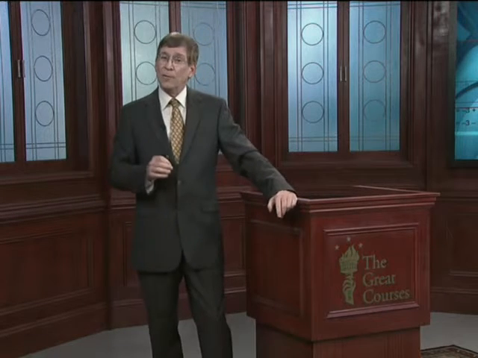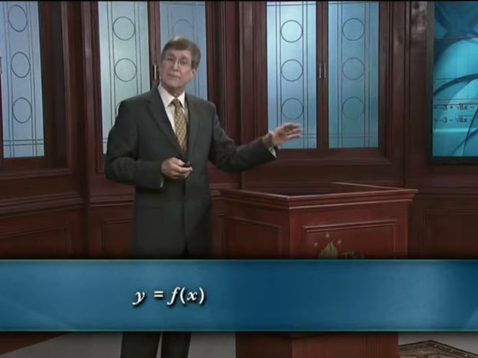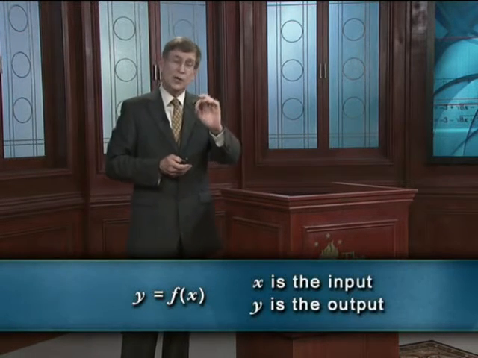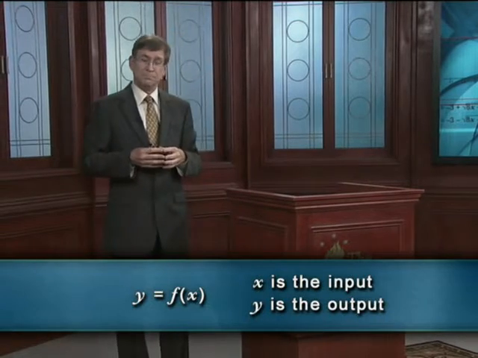The set A is called the domain. Those are the inputs. And the range is the set of all the outputs. And of course, that's a subset of B. And our notation will usually be y equals f of x, x being an input, y being the output.